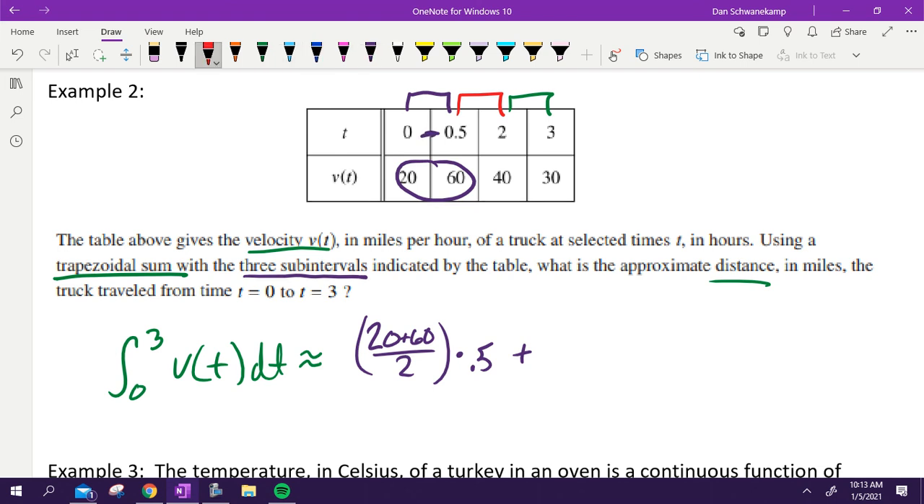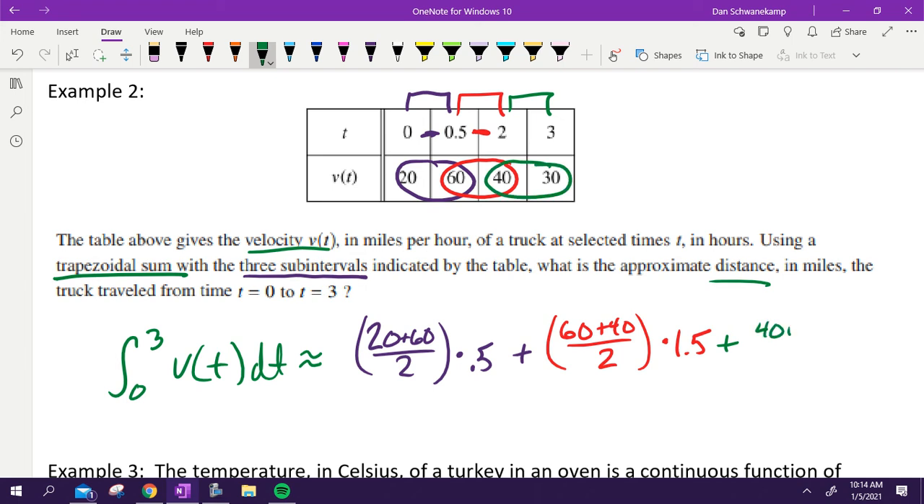Roslyn, what is the 2 heights that we're using on our second one? 60 and 40. What do you got to do with them? Good. Add them up, divide by 2. You're finding the average. Find the average of the 2 heights. What's your width going to be? 1.5 times the width. 1.5. There's my second one. Okay. My third one here. Cannon, what's my 2 heights going to be for my third one? 40 and 30. What do you got to do with them? Yep. Divide them by 2 and then multiply by the width, which is 1 because I'm going from 2 to 3. That is my answer. I'm done. I got all my points for that.